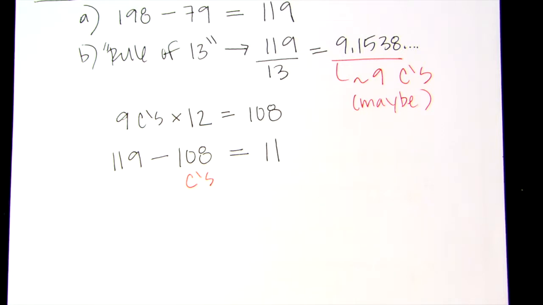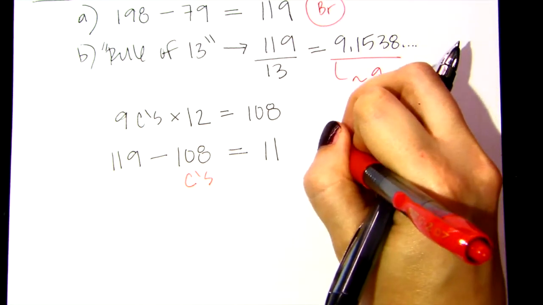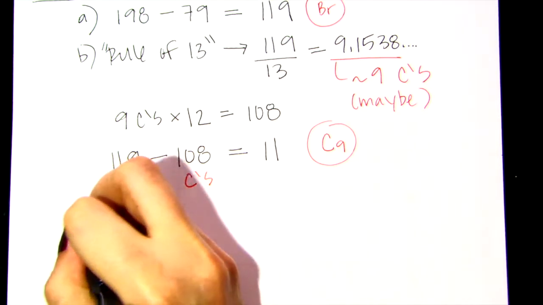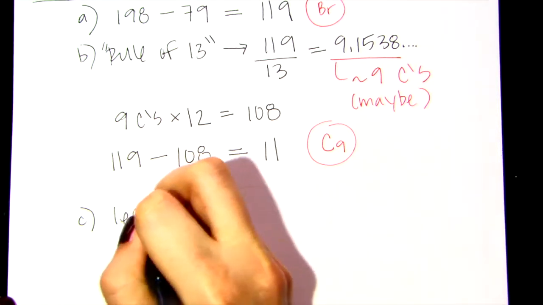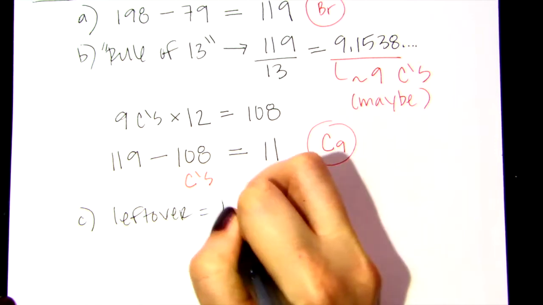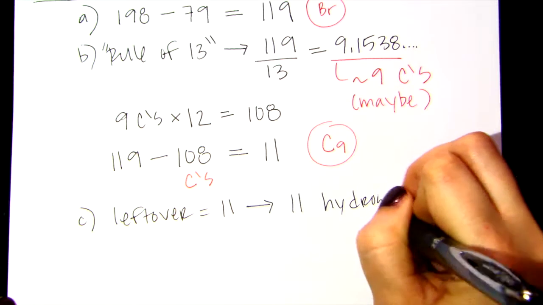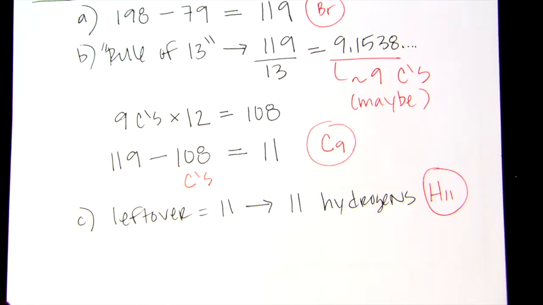Okay, so from the beginning, we know we have a bromine. We know we might have 9 carbons, so that's a piece of our formula. And then the leftover mass might be your number of hydrogens, right? Each hydrogen is 1. So if you have a mass of 11, then that could be 11 hydrogens. Right? So that would be another part of your formula. And so that might not be right. You have to put it together and make sure that that formula makes sense.